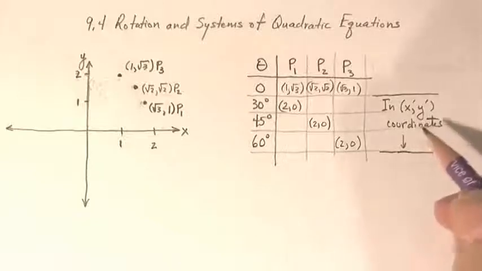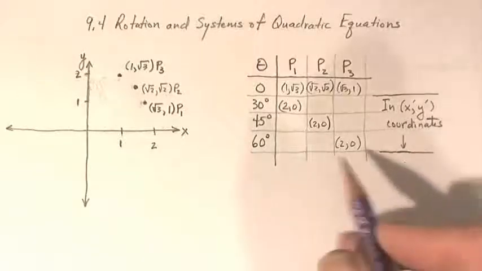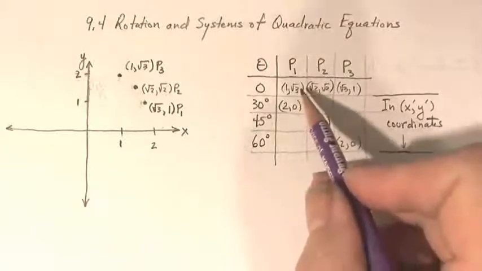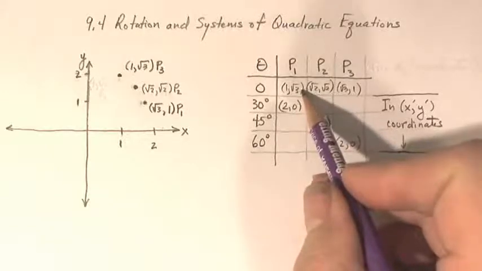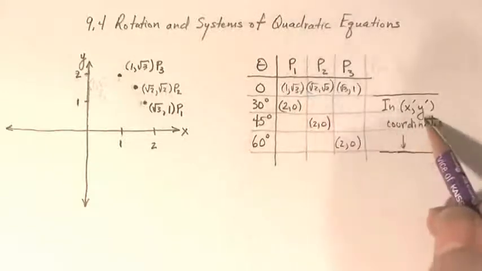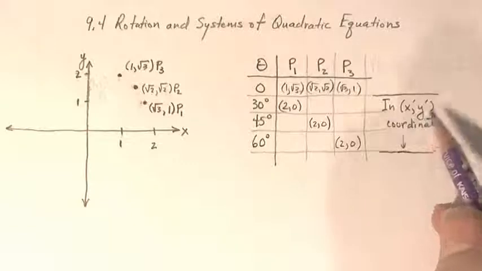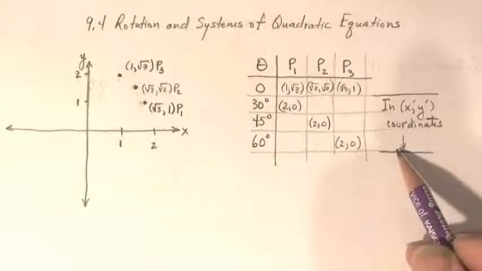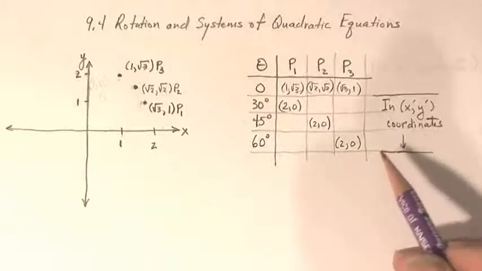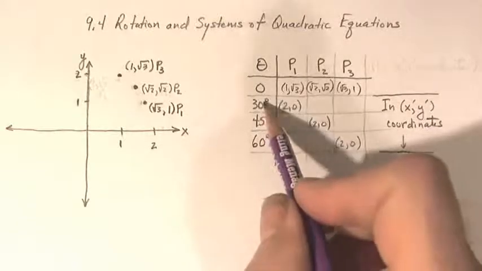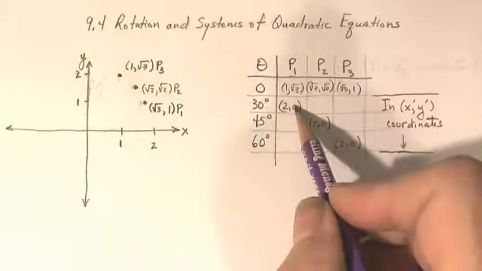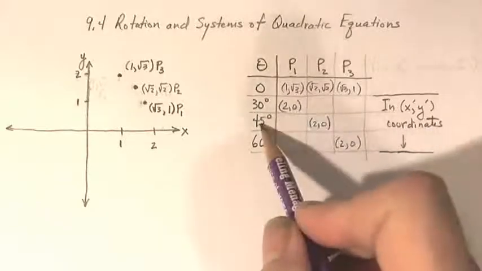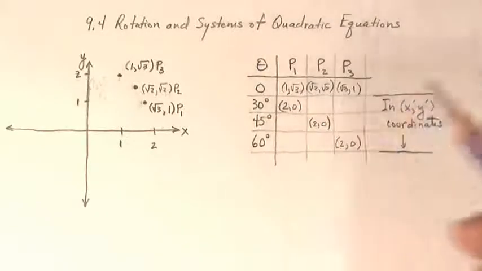What's my point, you might ask? Well, my point is this: the representation of a point in the x primed, y primed coordinate system depends on the angle that the coordinate system is rotated. So if I rotate 30 degrees, I can get a point to look different. 45 degrees, I can make another point look different, and so on.